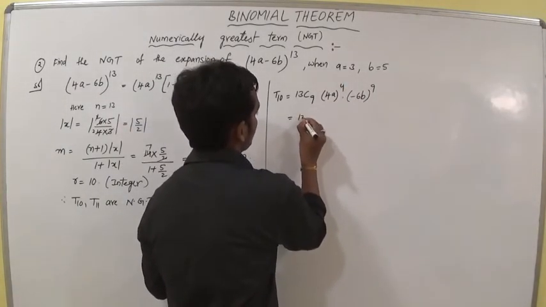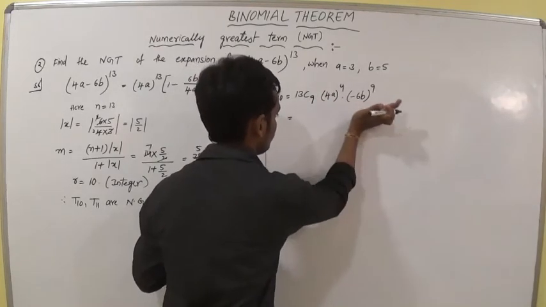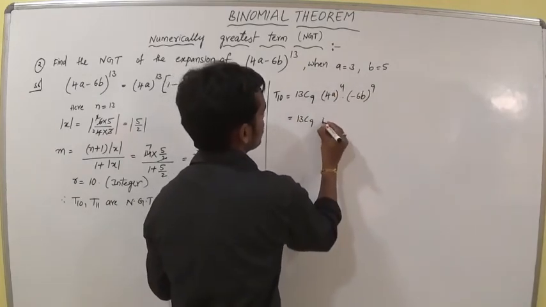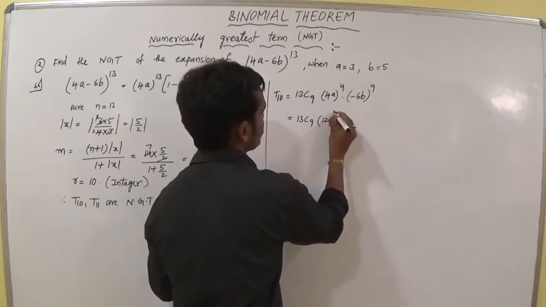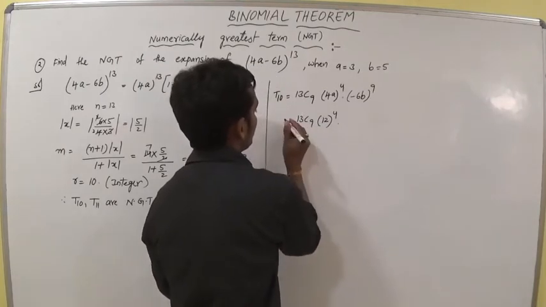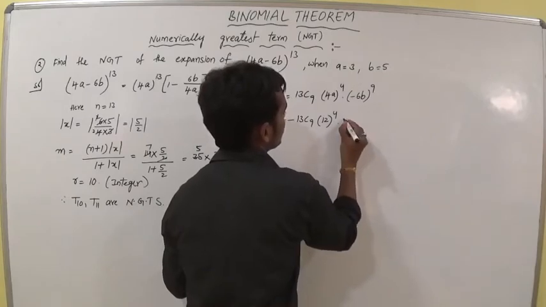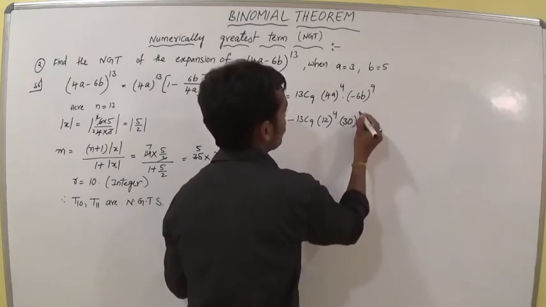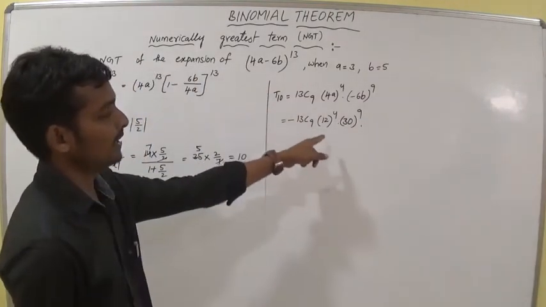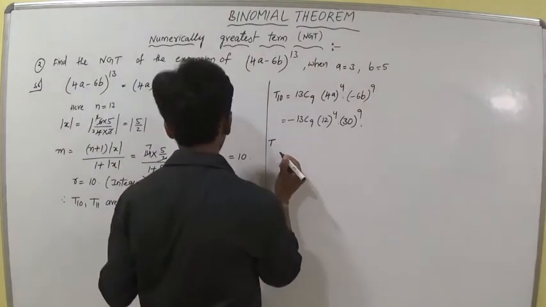That is equal to 13C9, 4 2s are 12, 4 3s are 12, 12 to the power of 4, into, here I am giving minus, so b, 6 5s are 30. So this is 30 to the power of 9. That is the numerically greatest term, and the next value you have to find is T11.